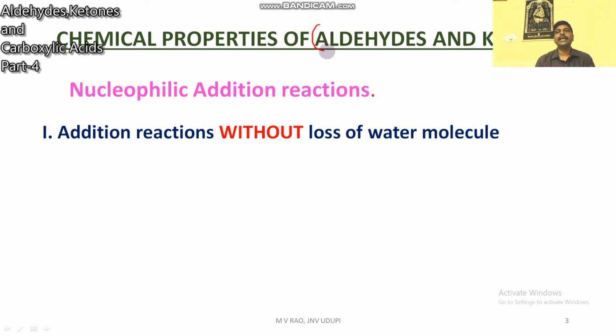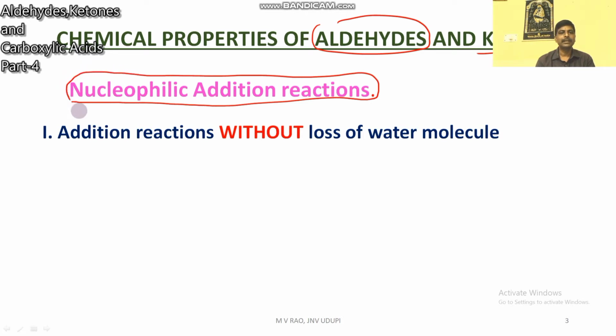Aldehydes and ketones undergo nucleophilic addition reactions. You know, in aldehydes there is a C double bond O. This is the nature of the carbonyl group. If it is H and H, it is formaldehyde. H and R, it is other aldehydes. R and R, it is called ketone.